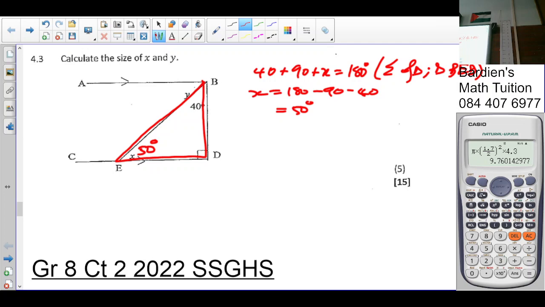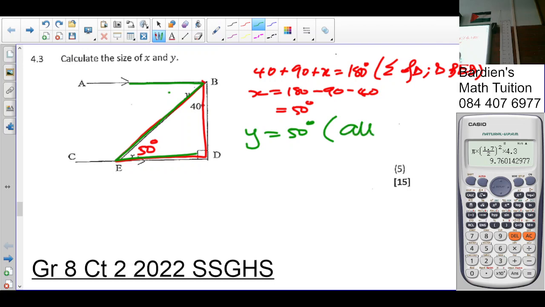Okay. Now we calculate y. Alternate. Some of you said exterior angle equals 90 plus 40. That will only be the case if that line was extended. Then you could have said exterior angle of the triangle. But that won't be the case there because that line is not extended. Okay, so alternate. y is equal to 50 degrees.